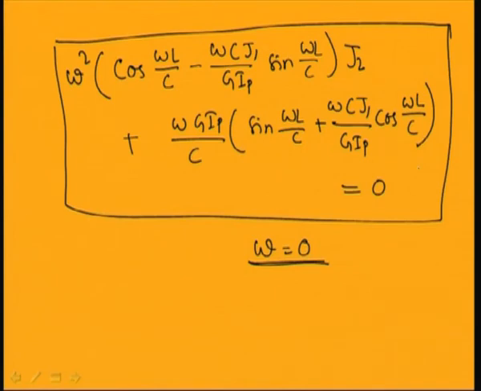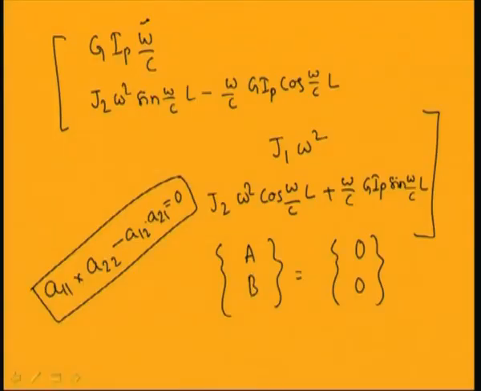The other frequencies you can find by solving this equation after substituting the numerical values of the different parameters. In this way you can derive the frequency equation of the system. After deriving this frequency equation, now you can write A in terms of B from this matrix.